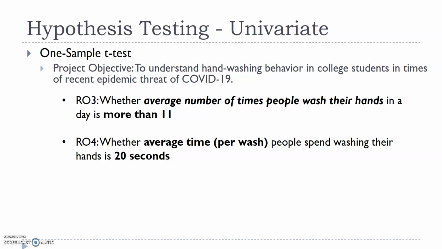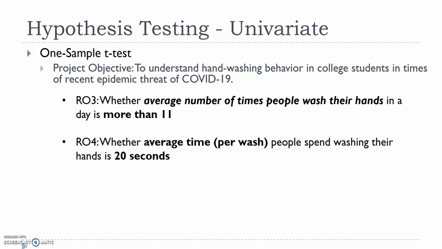Let's say one of my objectives is to understand whether the average number of times they wash their hands is greater than 11, because I read a few research articles which have shown that the average number of times people should wash their hands is somewhere between 6 to 11. Okay, and I want to understand whether that is true for postgraduate students. Let's say all the postgraduate students in India are my population. Out of that I have taken a sample of 153 students. The second research objective is the average time they spend in each hand wash, whether it is 20 seconds or not.